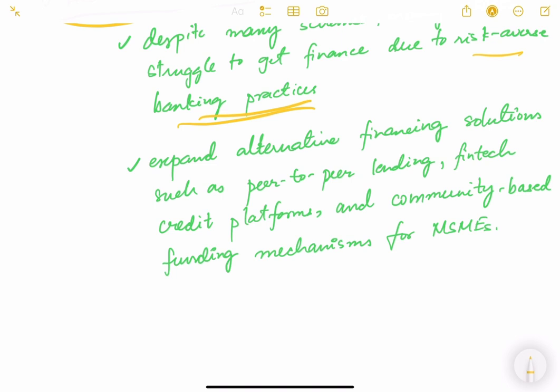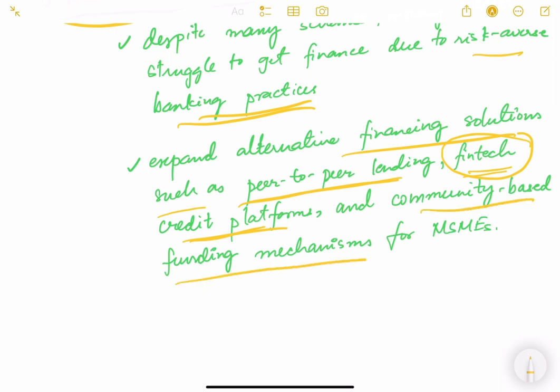Solution can be that we can expand alternative financing solutions such as peer-to-peer lending, fintech credit platforms. Fintech is basically financial technology, and community-based funding mechanisms for MSMEs. These days you must be knowing that the Indian stock market has allowed MSMEs to also put their shares on the stock market so that people can buy and invest in them. So that is a good and welcome step by the Indian stock market. You can actually invest in MSME shares, and MSMEs can issue shares and stocks and also debt funds to get access to funds from the people, from the investors.